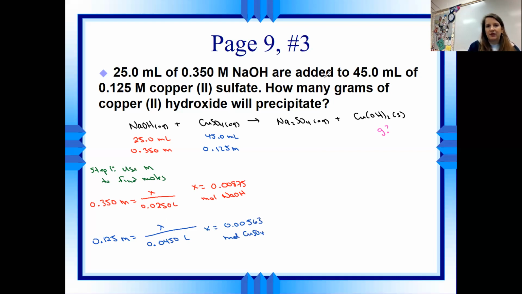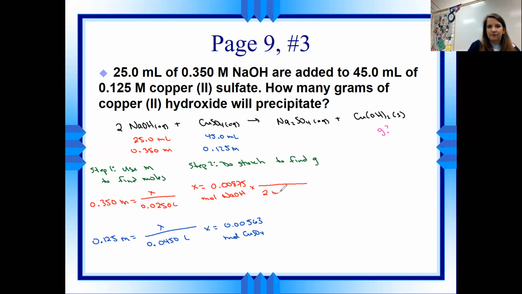So now that I have my moles, I have enough information that I can do some stoichiometry. So I'll do some stoich to find grams of my copper hydroxide. So first, I'm just going to use my mole ratio here. Oops, and I realized I've never balanced my reaction. So you always have to make sure you balance your reaction. I just needed a 2 right here. Then it should be balanced.